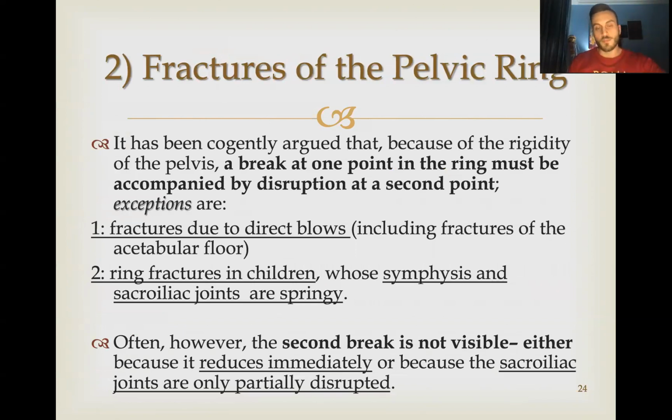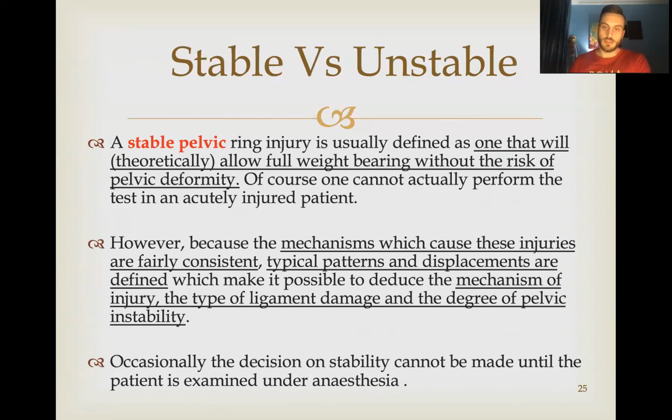Okay, let's go to fractures of the pelvic ring. So the ring might break from one point. Most of the time, if the trauma continues, there will be breakage at two points, which will make your pelvis unstable. So fractures due to direct blow include fractures to the acetabular floor, or ring fractures in pediatrics, whose symphysis pubis and sacroiliac joints are springy. In pediatrics, because it's cartilage, more elastic, it's springy. It might rotate and will not break easily. The second break is not visible either because it reduces immediately or because the sacroiliac joints are only partially disrupted. So it's either another point that is not displaced, or the sacroiliac joint is under tension.